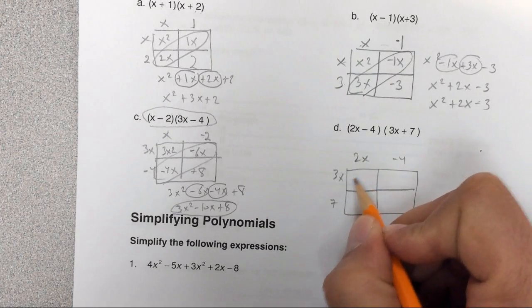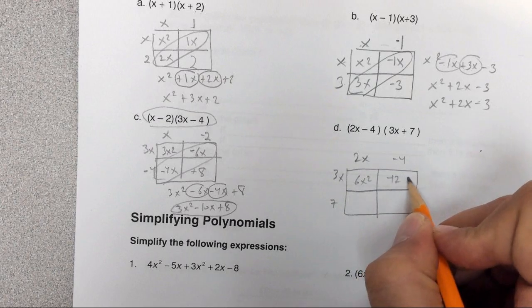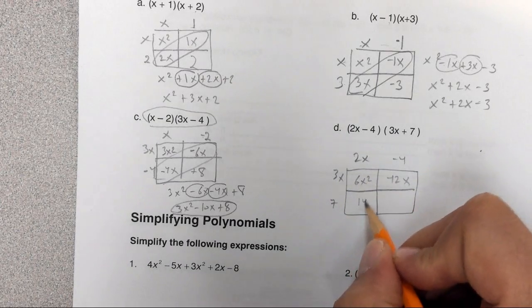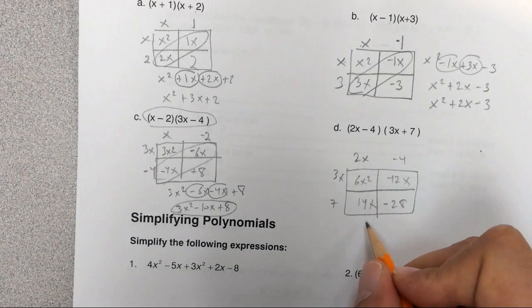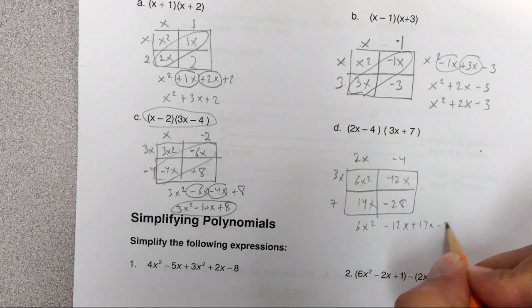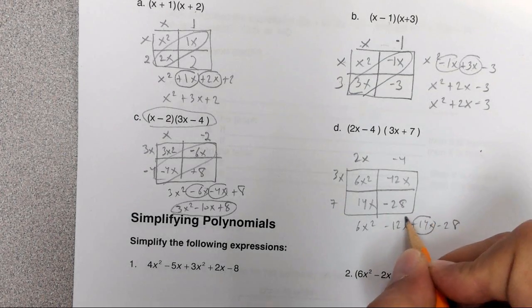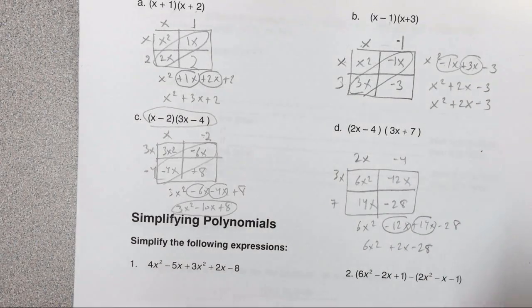Alright, 3 times 2 is 6. X times x is x squared. 3 times negative 4 is negative 12x. 7 times 2 is 14x. And 7 times negative 4 is negative 28. Finally, the answer is going to be 6x squared minus 12x plus 14x minus 28. These will combine. That ends up giving me 2x minus 28.